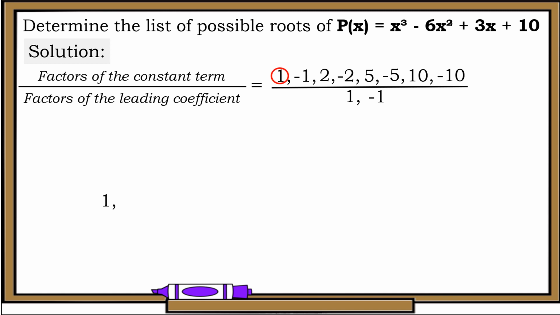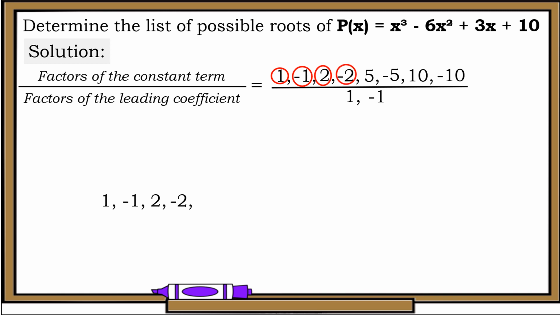1 divided by 1 is 1. 1 divided by negative 1 is negative 1. So if you divide negative 1, you will also get the same answer. So, doon na tayo sa 2. 2 divided by 1 is 2. 2 divided by negative 1 is negative 2.